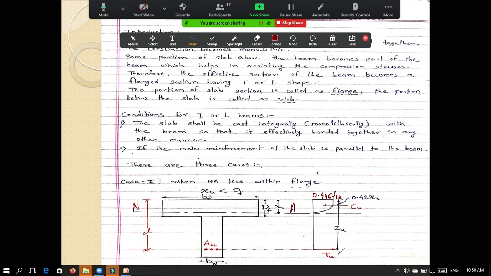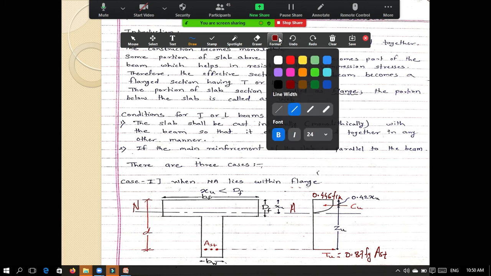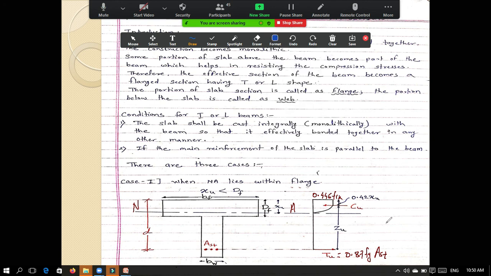So if I evaluate Tu, then what will be the value of Tu? It is 0.87 Fy into AST. You already know this. Force is nothing but stress into area. Stress is 0.87 Fy, area is area of the steel AST. Now, for Cu, what is Cu?